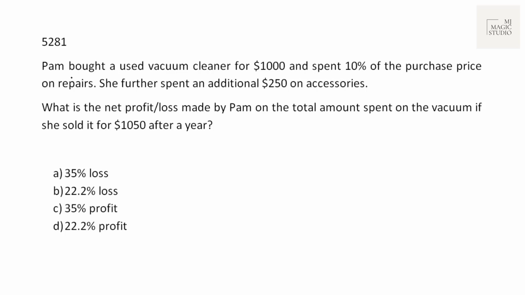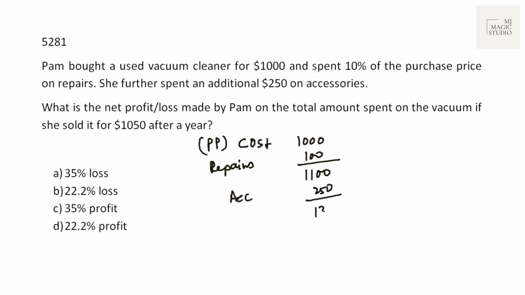Yes. Pam bought a used vacuum cleaner for $1,000. So cost is 1,000, and she spent 10% of the purchase price on repairs. So repairing cost 10% is 100. Now the total is 1,100. She further spent an additional 250 on accessories. Then the total cost is now $1,350.